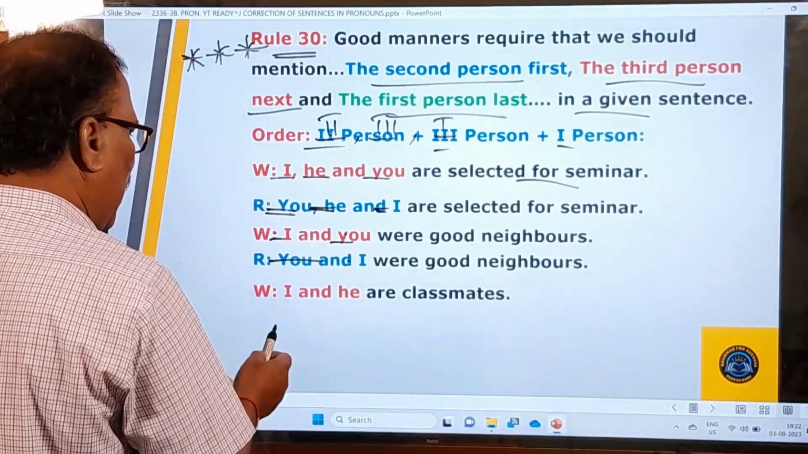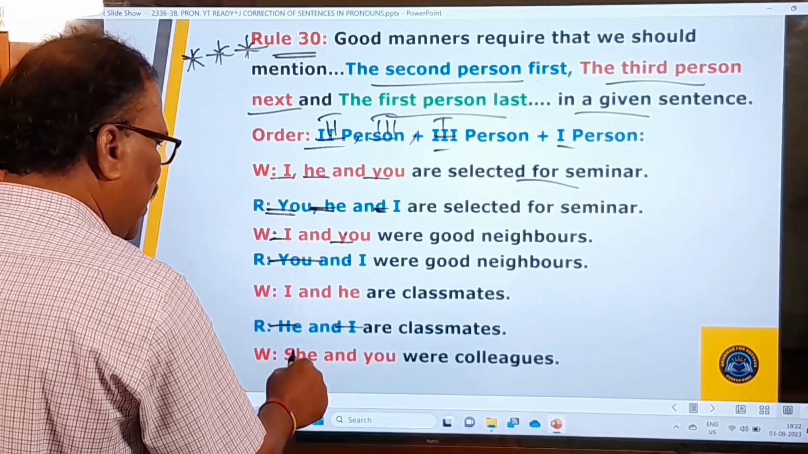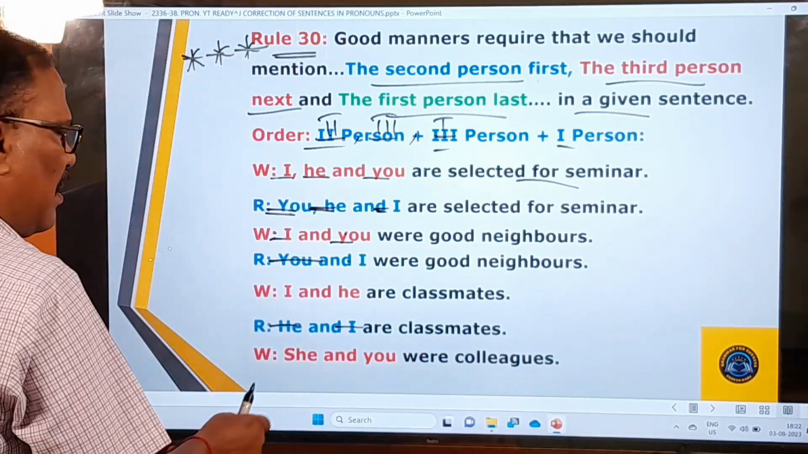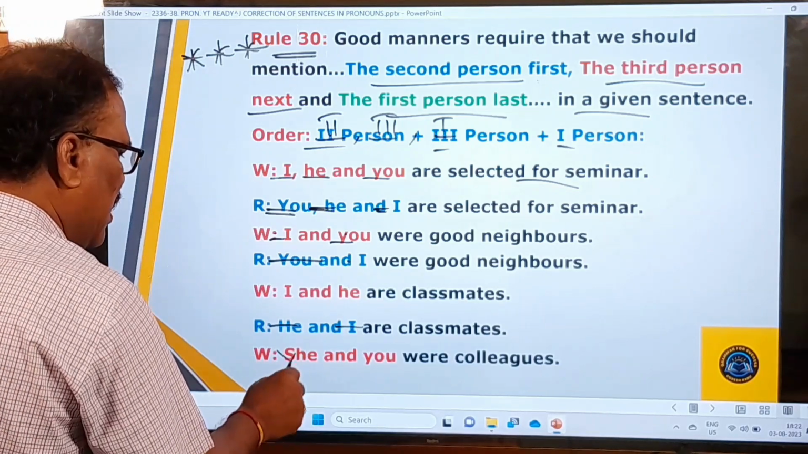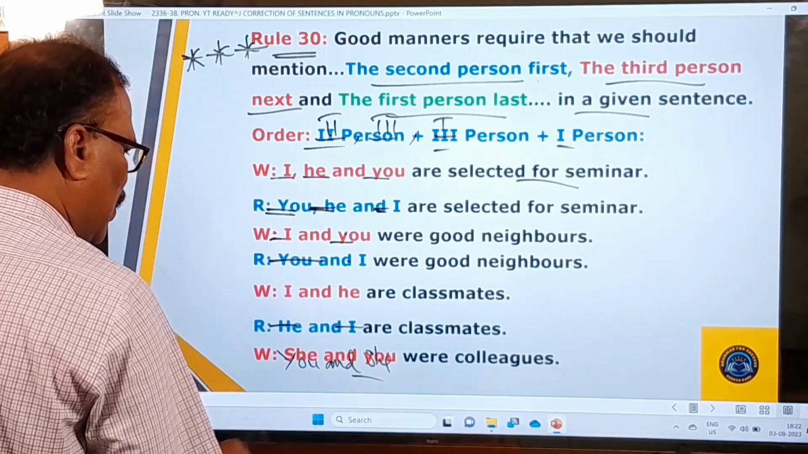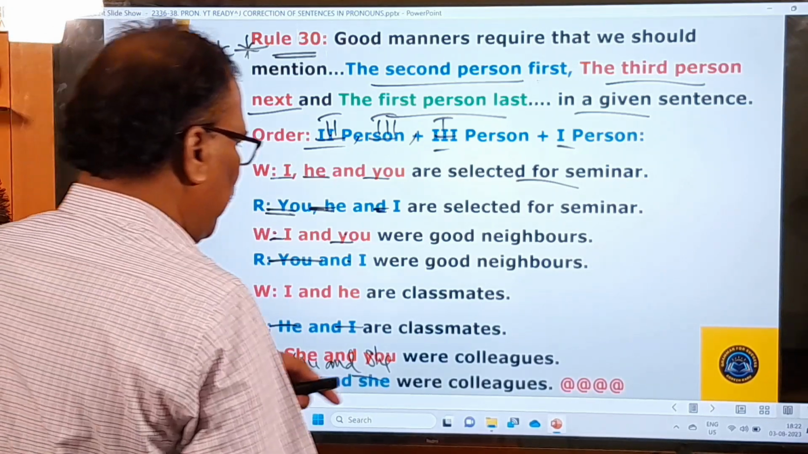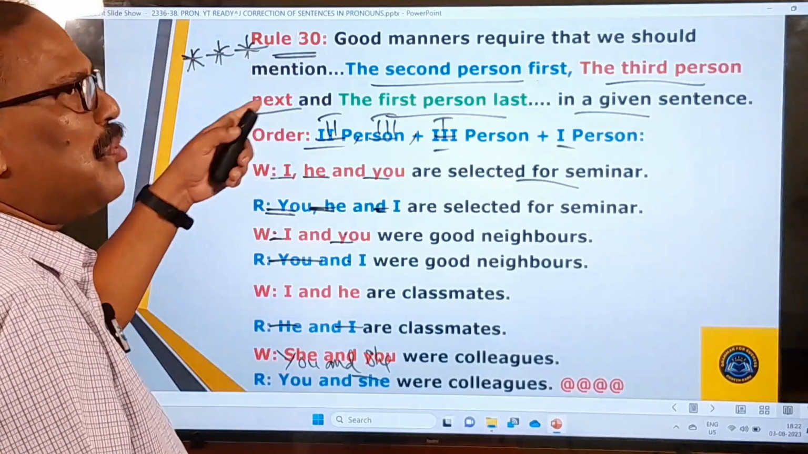"I and he are classmates." Again, this is a mistake. What should you say? "He and I are classmates." One more example. "She and you were colleagues." Here you have to take the second person first. What is the second person? You. And what is that? She. That should be the right one, right? "You and she were colleagues." So this is good manners.